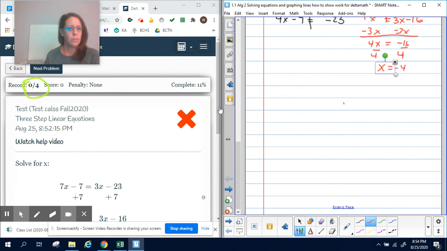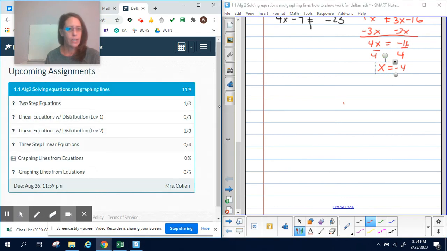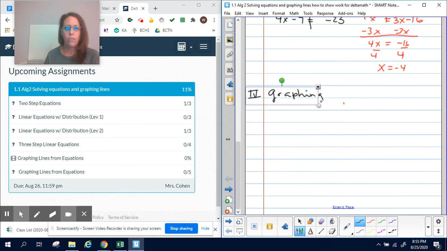Okay, let me see what else is assigned right here. Graphing lines from equations. This little symbol means I assigned a video that you have to watch. It's not optional. Repetition is very important in mathematics. So even if you are really sure you know how to graph lines, because you have an amazing memory, that's great. But if it's assigned in Deltamath, you are to do it. So I'm happy if you know it. That should make it even easier that you don't get to skip it.